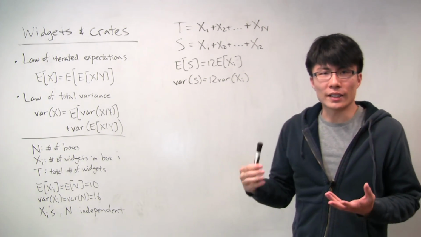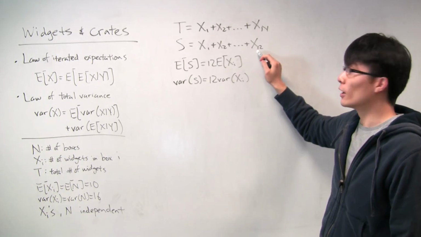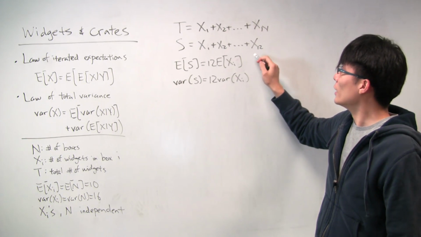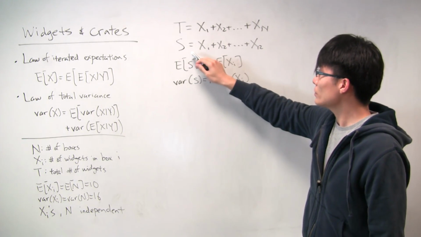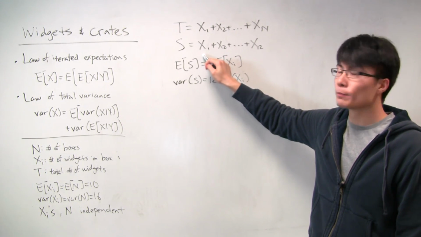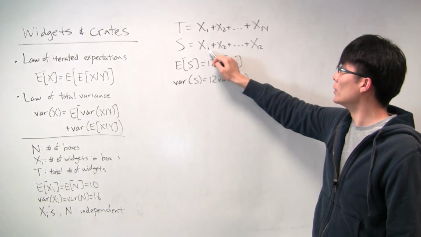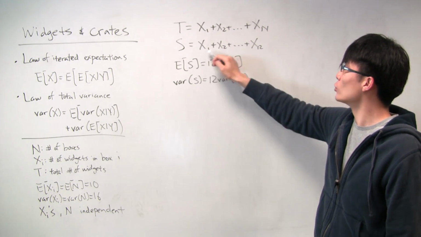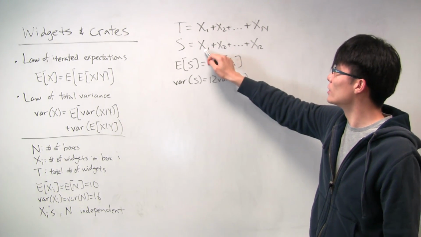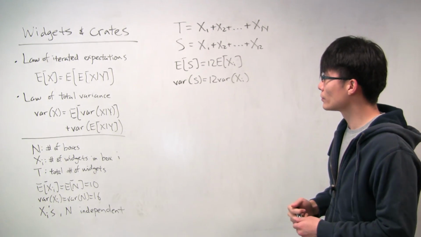Well, let's take a slightly simpler problem, and pretend that we actually know there are exactly 12 boxes. In that case, the only thing that's random now is how many widgets there are in each box. So let's call a new random variable S, the sum of X1 through X12. This is the number of widgets in 12 boxes.